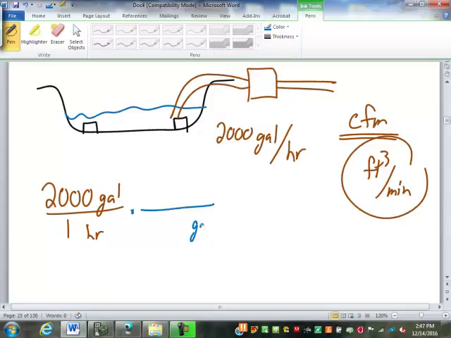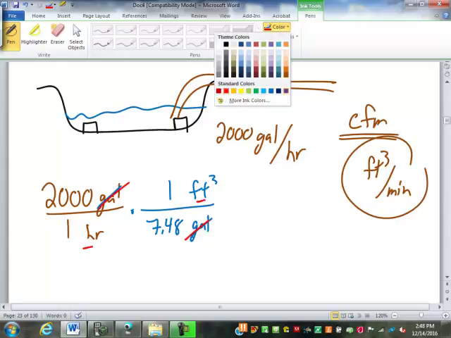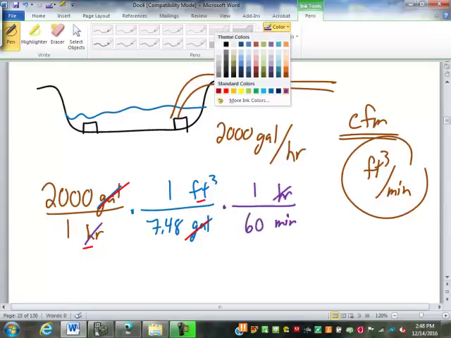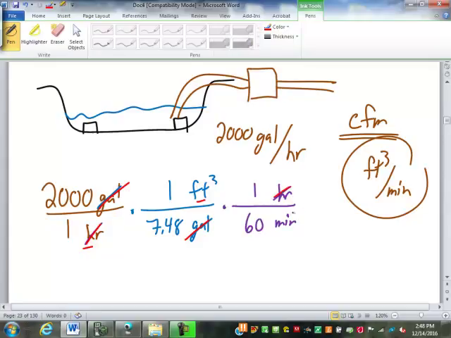So the gallons have to be canceled out. So they go on bottom to cancel out on top. Turning those into cubic feet. 1 cubic foot is 7.48 gallons. So the gallons are gone. We now have cubic feet per hour, but I want it per minute. So I put hours on top, minutes on bottom. Hours had to go on top so they would cancel. 1 hour is 60 minutes. So the hours cancel out.